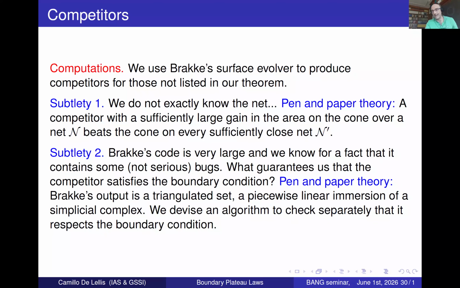And of course, in order to do this in such a way that we don't have to check all of these conditions by hand, we need again to devise a computer algorithm and let the program go through the triangulated surfaces which are produced by Braque and check that they satisfy these conditions, which then ensure the existence of the Almgren map.